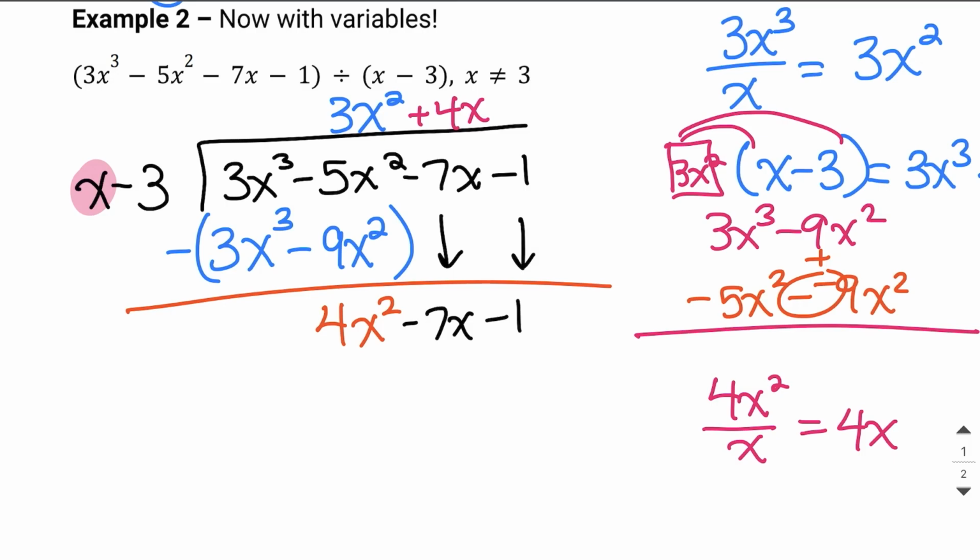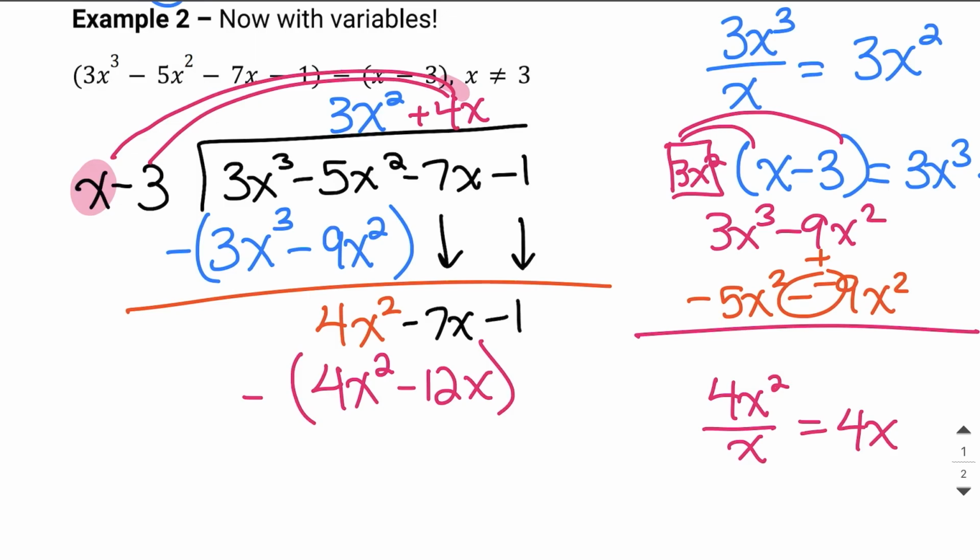So now I need to go ahead and distribute this 4x through to the x and the minus 3. When I distribute the 4x to the x, I get 4x squared. When I distribute the 4x to the minus 3, I get minus 12x. I'm going to subtract this entire expression, and I'm going to see what I end up getting. Well, 4x squared minus 4x squared cancels out. I get nothing. And then I'm going to do negative 7x minus negative 12x, but minus a negative turns into a positive. So this ends up becoming positive 5x. And then I'm just going to bring down this minus 1.